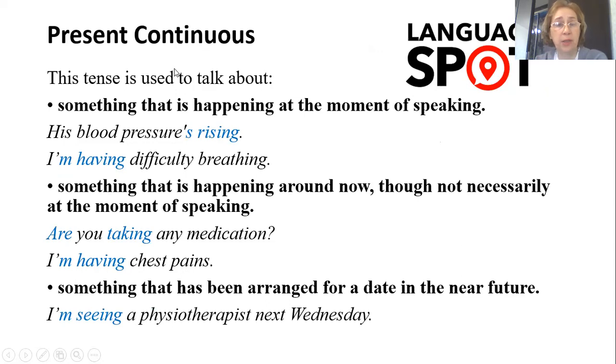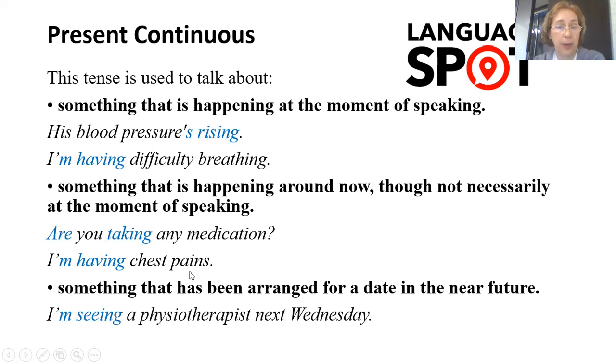And here is the information about the present continuous tense. This tense is used to talk about something that is happening at the moment of speaking, like "his blood pressure is rising," present continuous. "I'm having difficulty breathing," am having. So the next is something that is happening around now, though not necessarily at the moment of speaking, like in the examples. "Are you taking any medication?" Not now, this minute, but this week, for example. Are taking, this is the verb in the present continuous form.